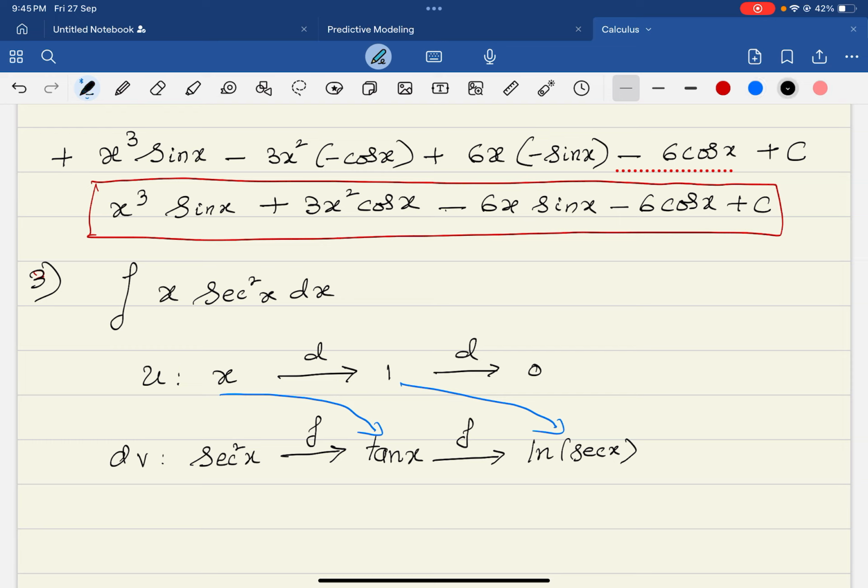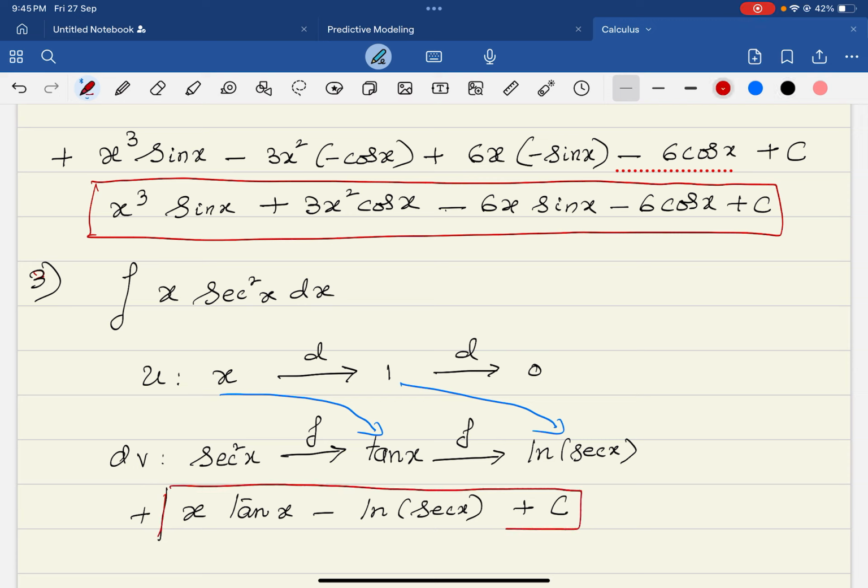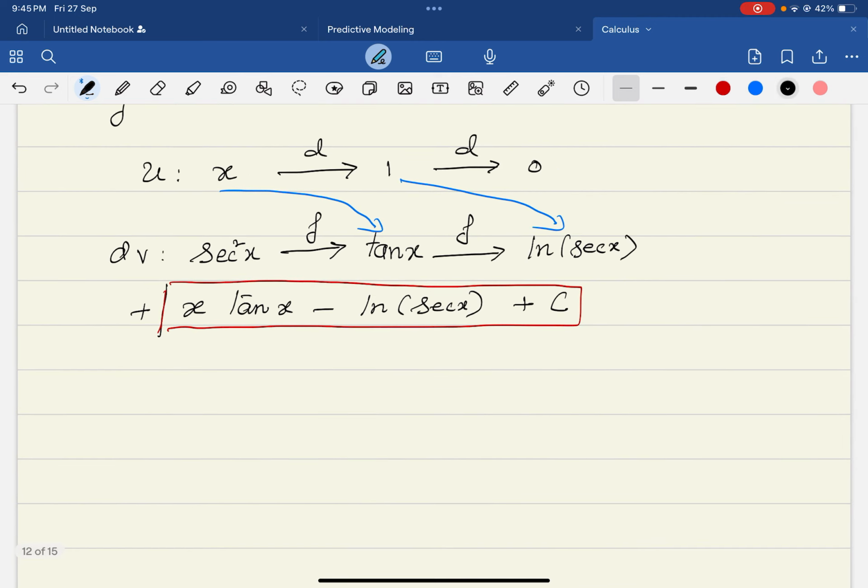And now the values are x times tan x, minus ln of secant x plus the constant. So no need of any simplification. So the answer is this only. Is it clear? Now let us go to the next problem.